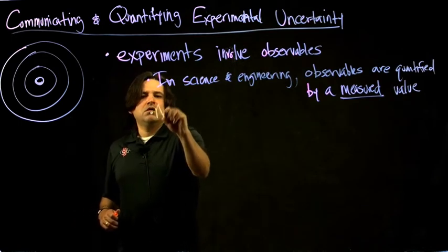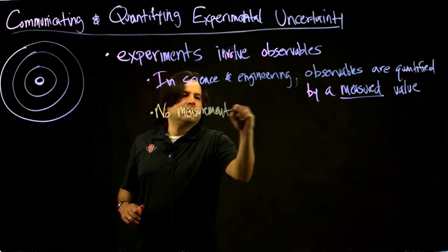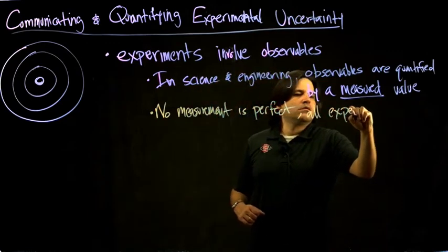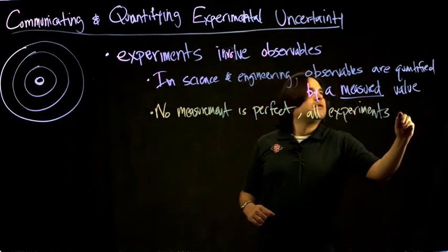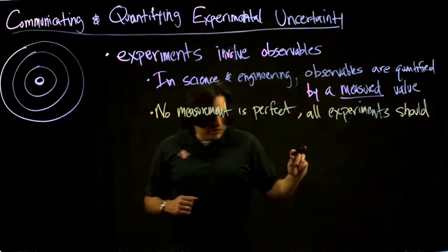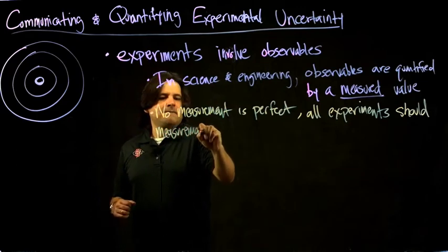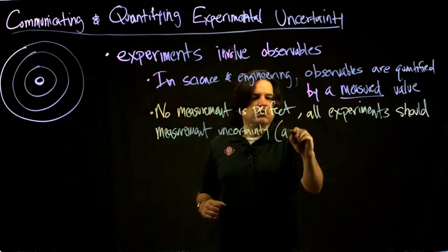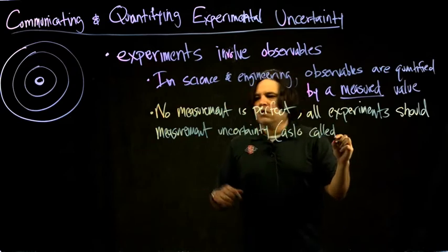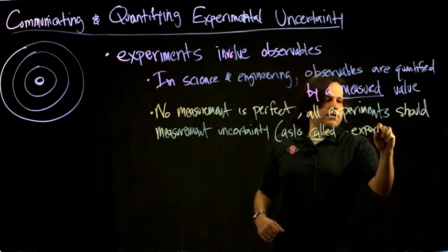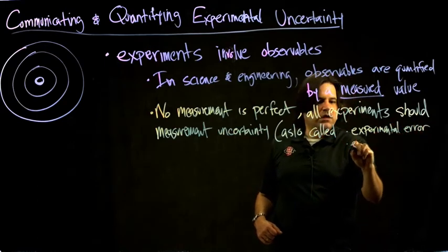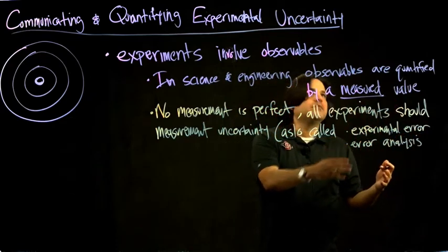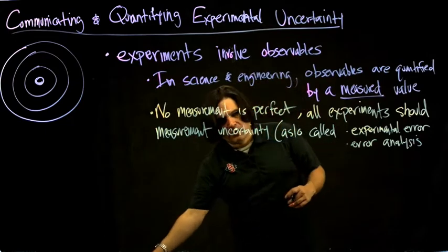So no measurement is perfect. Whenever you take these measurements and report your results and discuss your conclusions, you should always discuss measurement uncertainty. So this is also called measurement uncertainty. It's also called experimental error. It's also called error analysis. Measurement certainty, experimental uncertainty, all of these things basically mean the same thing, that no measurement is perfect.